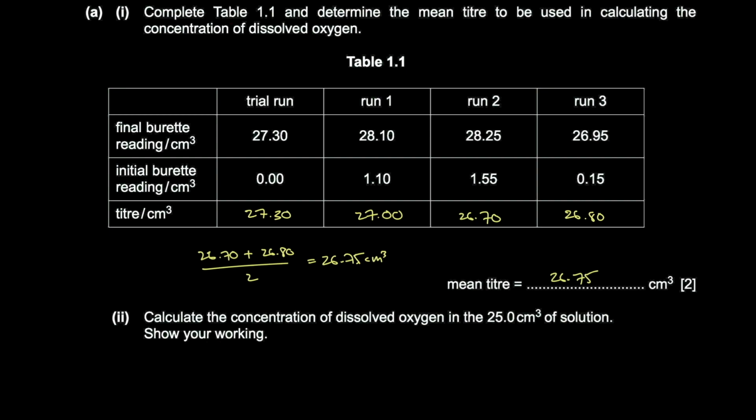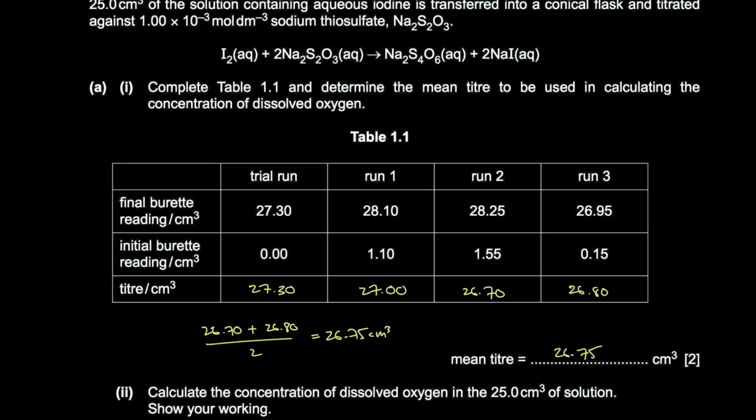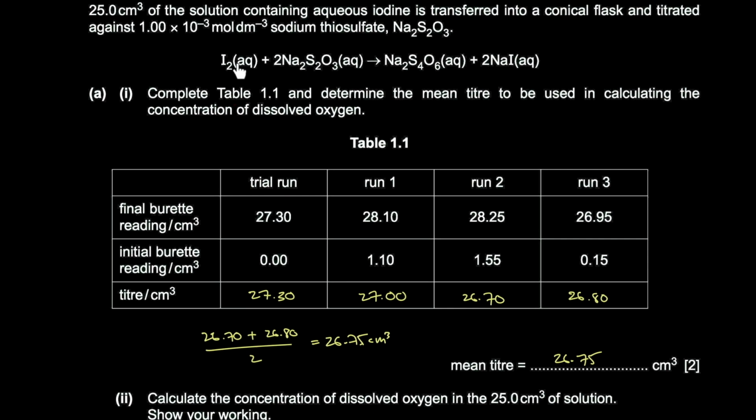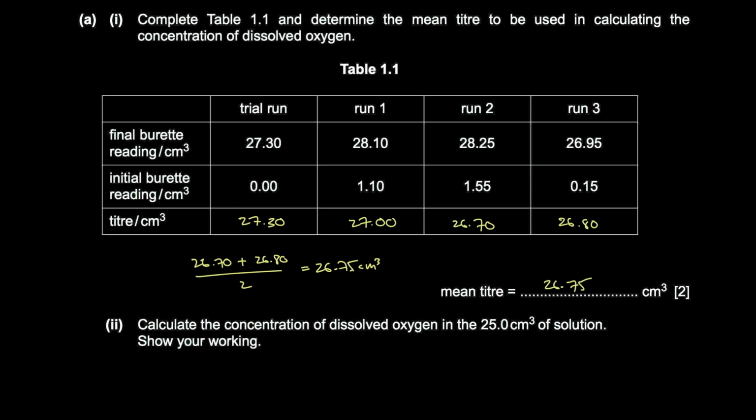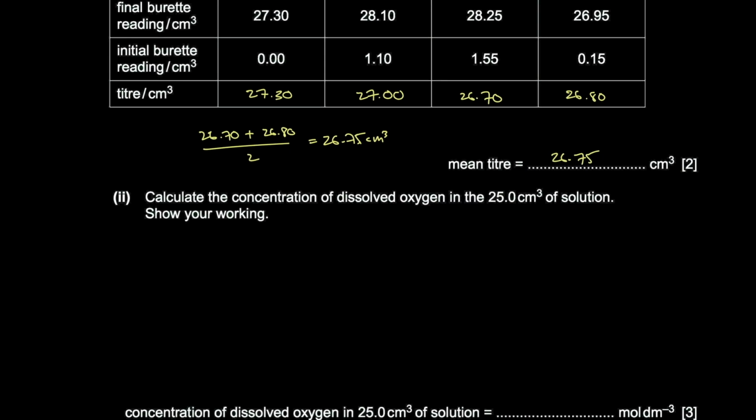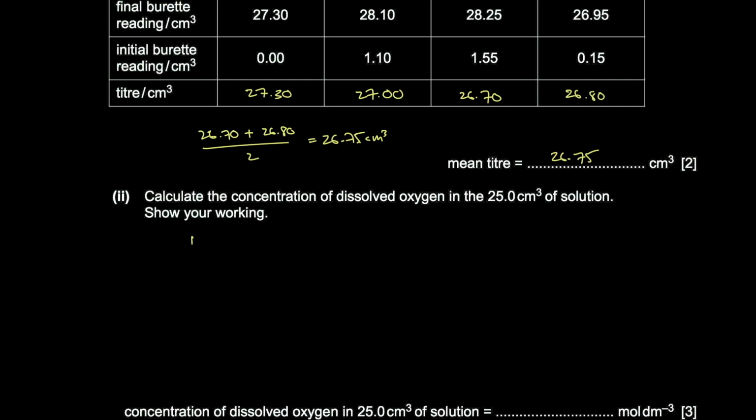So now in this titration, we titrated the iodine that was produced against sodium thiosulfate. So this mean titer is the volume of sodium thiosulfate used because iodine was titrated against the sodium thiosulfate. That's what we had in the burette. So the first thing we're going to do is find the moles of sodium thiosulfate. The concentration is given to us as 1 into 10 to the power of minus 3 moles per dm cube. So that's 0.001 moles per dm cube.